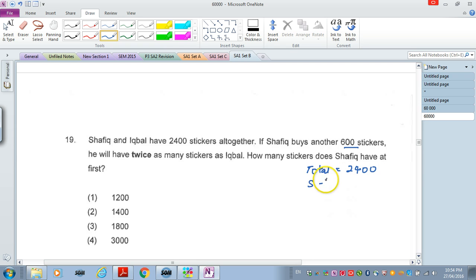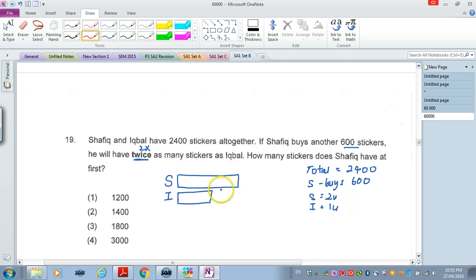Shafiq buys 600 stickers, then Shafiq would have twice, means 2 times, which is 2 units, and Iqbal will be 1 unit. So let's draw Shafiq and Iqbal. Shafiq at first, and then this is Iqbal. Shafiq buys 600, so we add a 600. This is the amount that he buys. Then Shafiq would have 2 units. Iqbal has no change, so Iqbal remains 1 unit.